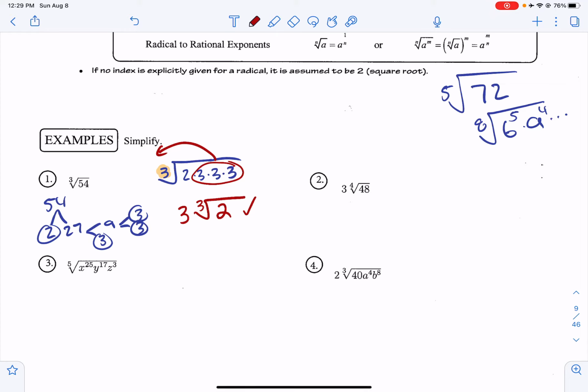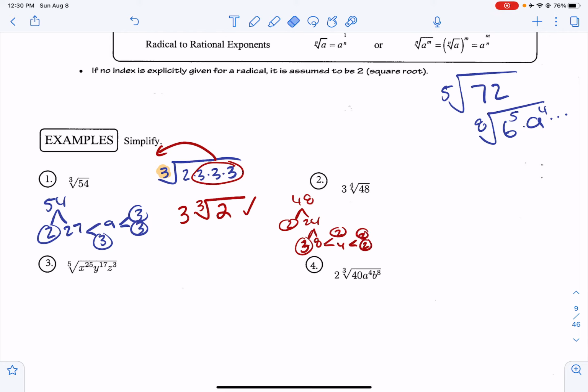Number 2, 3 times the 4th root of 48. I'm going to ignore that 3 in front for just a minute, and I'm going to take 48 and factor that. So 2 and 24. 2 and, not 2 and 8, 3 and 8. Good math, Mr. Reed. 2 and 4. 2 and 2, right? 2, 3, 2, 2, 2.